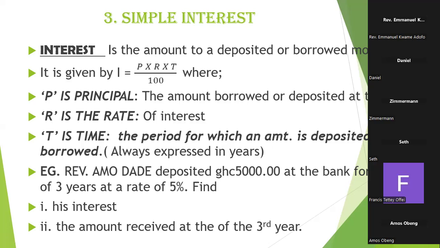So I believe most of us, even all of us here, have deposited an amount of money. We have some investment or something. And when you deposit an amount of money at the bank, some small amount will be added to it. That small amount will be added to the amount of money you have deposited. Or when you borrow money from somebody, the person may say something.